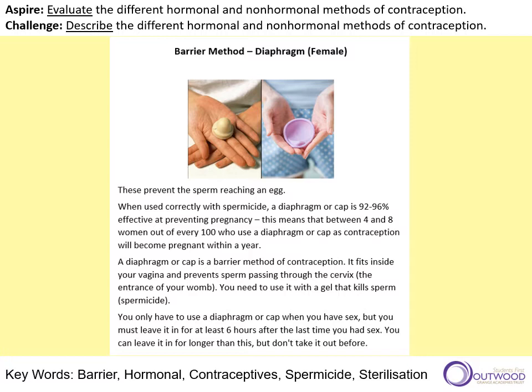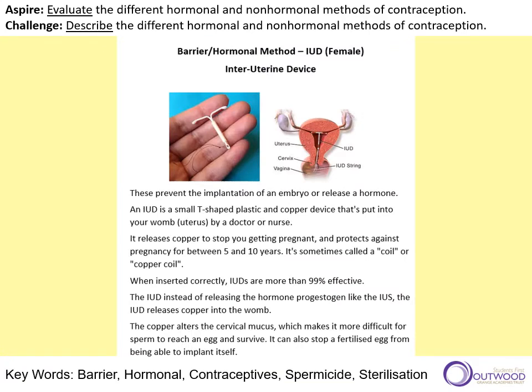Okie dokie. So, number 3. This is another barrier method, but it's also a hormonal method, and it's called the IUD. It's an intrauterine device, and you can see there's an image there of the vagina and the uterus, and you can see how it works. It's got a piece of string at the bottom. That's for you to pull it out, essentially, and then it's got a long tube, and then it's got a kind of handlebar. So it looks like handlebars, essentially.